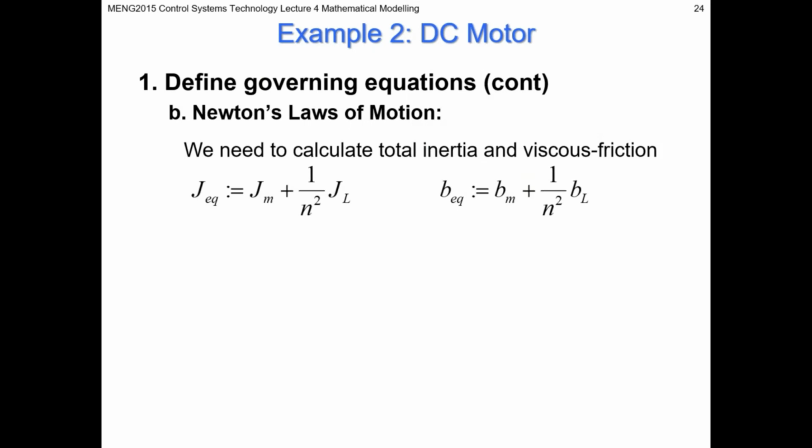So we have to calculate the total inertia and the total viscous friction, and the equivalent inertia at the motor shaft is the inertia of the motor, Jm, plus 1 upon n squared JL, the inertia of the load. Why 1 upon n squared? Well, hopefully you know that from mechanics of machines, but that's how you bring inertia.